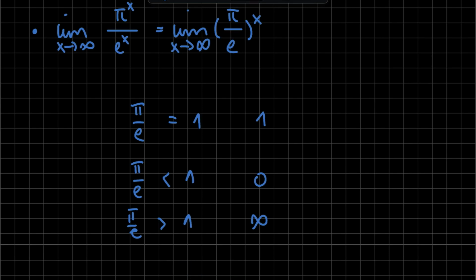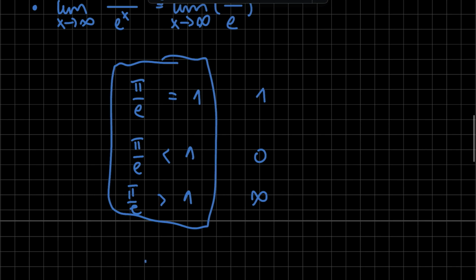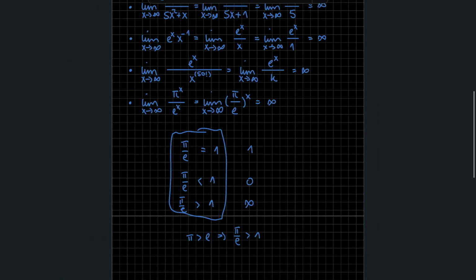So we have to just determine which of these cases we're in. Is pi over e equal to 1, less than 1, or more than 1? And since pi is more than e, then pi over e is more than 1. So this limit tends to infinity.